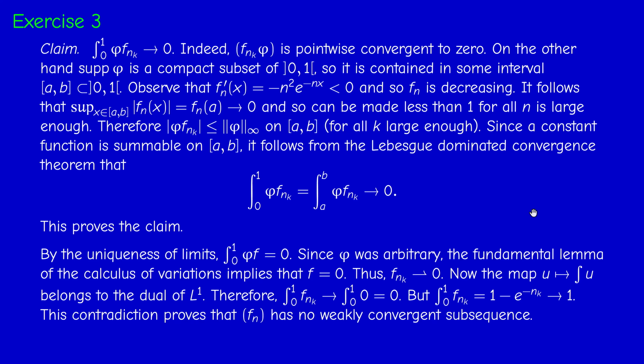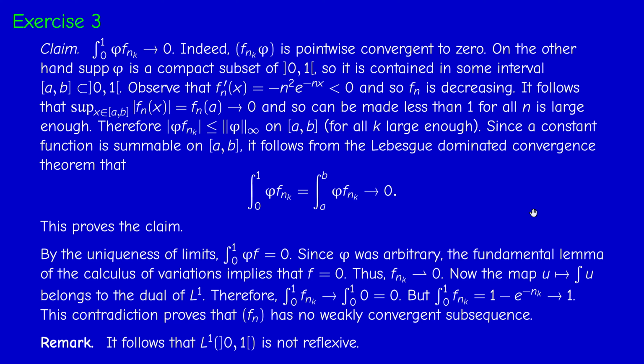Therefore, our starting assumption was wrong, so fn has no weakly convergent subsequence. And we can conclude from this that L1 of (0, 1) is not reflexive, because we have a bounded sequence with no weakly convergent subsequence.